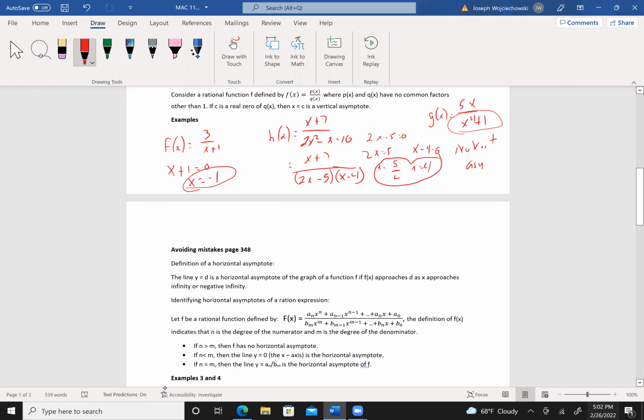So, avoiding mistakes, page 348. This says the procedure to find a vertical asymptote of a rational function is given under the condition that the numerator and denominator share no common factors. This important observation can be illustrated by this graph on page 248, figure 319.